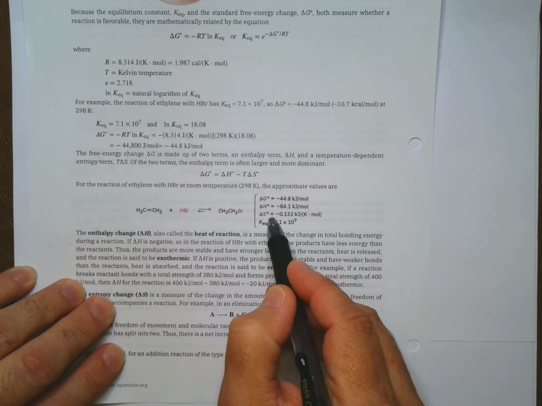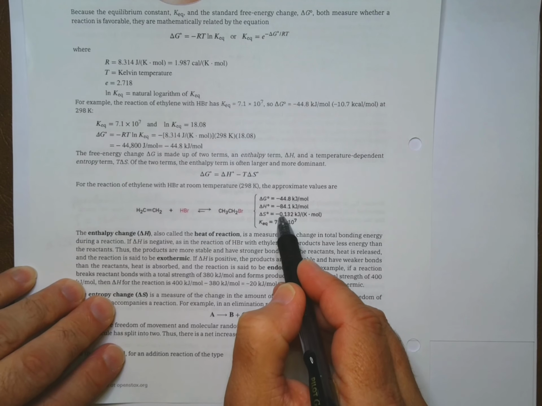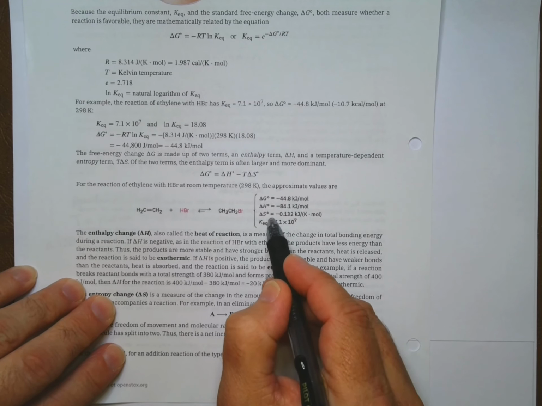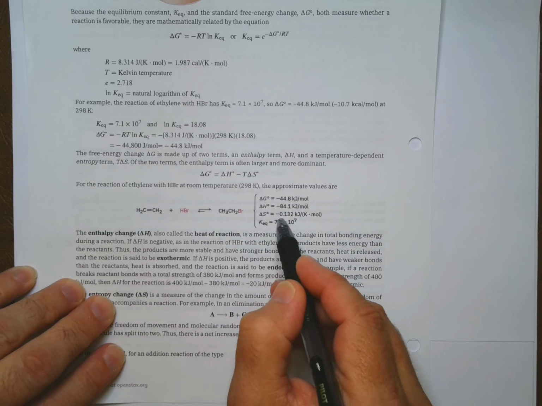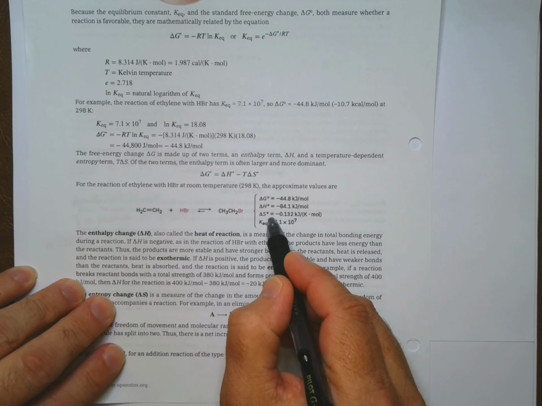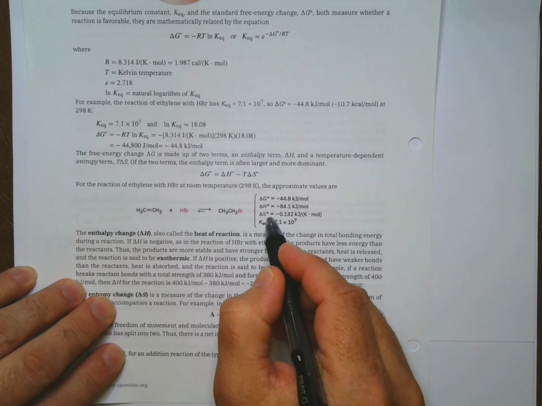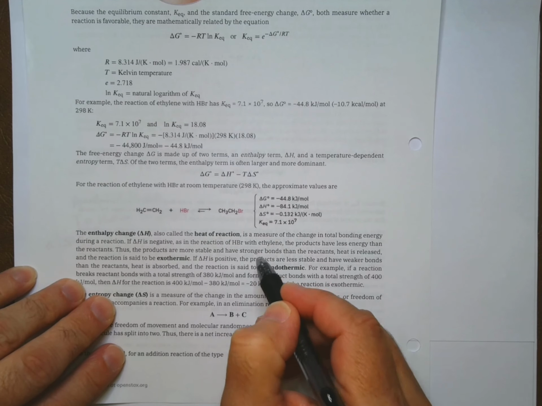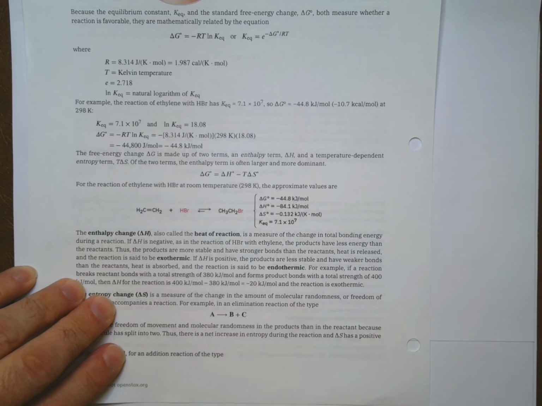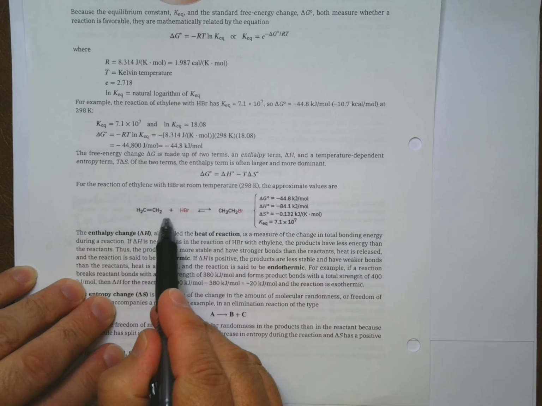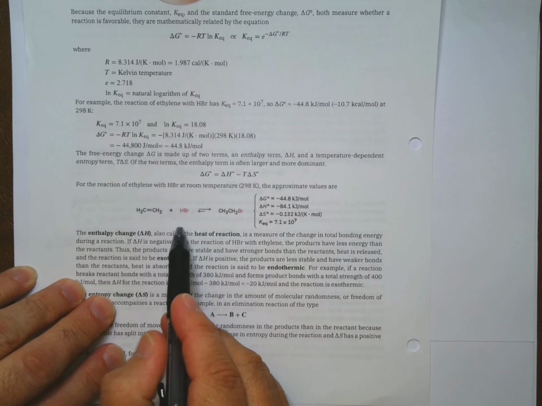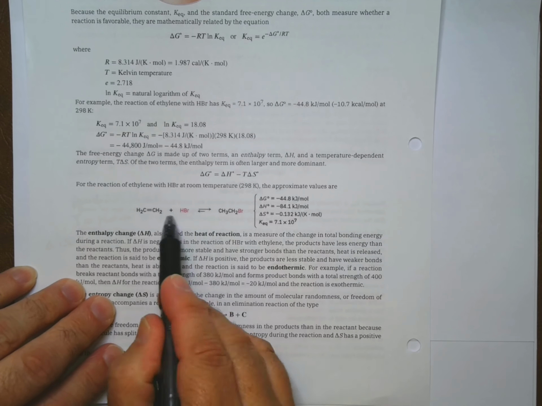And then our delta S is also negative. What does that mean? Well, that means that entropy is released. You can't release entropy. When delta S is negative, you have a decrease in entropy, which is a decrease in disorder, or an increase in order. Qualitatively speaking, we can see that entropy has to decrease in this reaction.